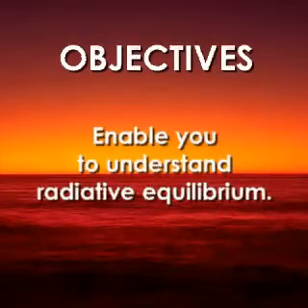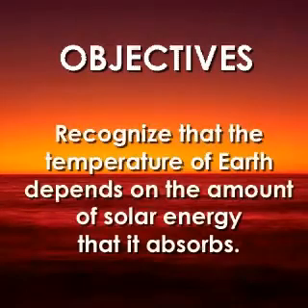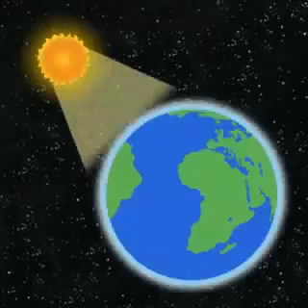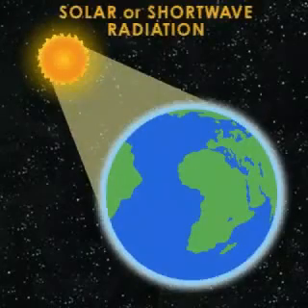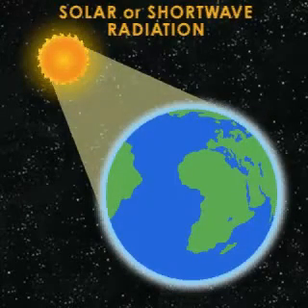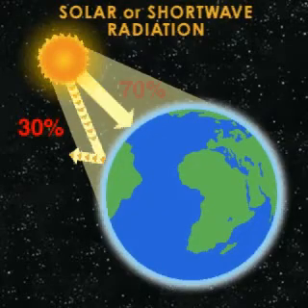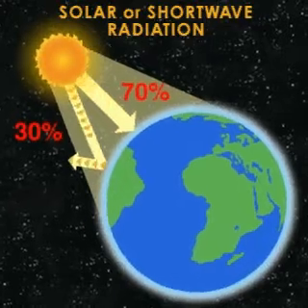Earth's energy balance will enable you to understand radiative equilibrium. You will also be able to recognize that the temperature of Earth depends on the amount of solar energy that it absorbs. The temperature of Earth depends largely on the total radiation received from the Sun. The Earth reflects about 30% of the solar energy radiation reaching it and absorbs the remaining 70%.